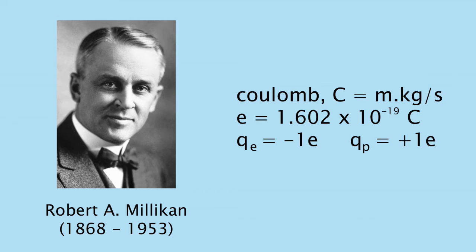The magnitude of charge of electron and proton are the same. For electron, q sub e is equal to minus e, and for proton, q sub p is equal to plus e.